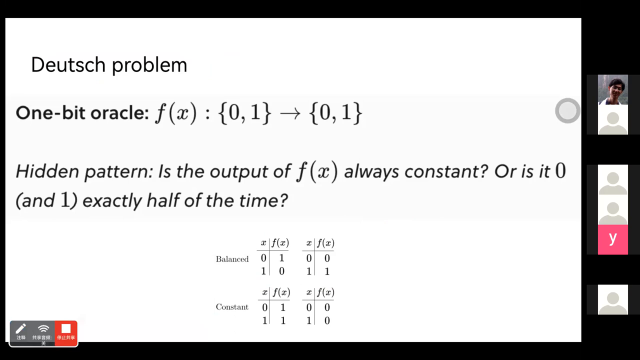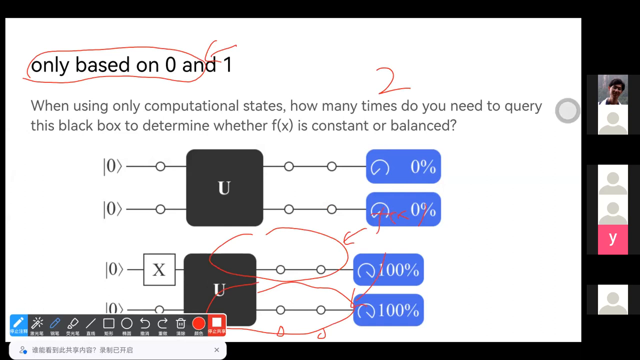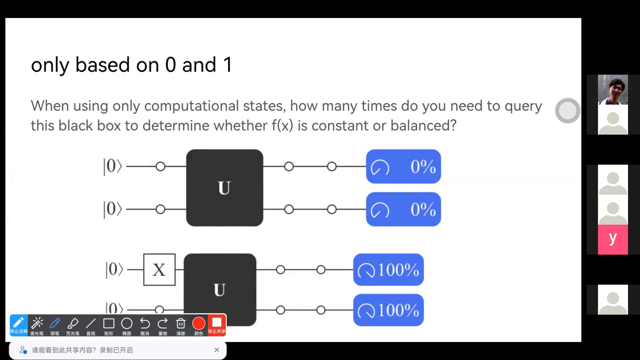For the classical algorithm, we will measure two times. First we input the 0 state, and it outputs 0. Then we input the 1 state, and it outputs 1. That means it's not constant. Get it? So for the classical algorithm, we need two evaluations to determine whether f(x) is constant or balanced. Any questions for this? I think there are supposed to be no questions. Let's keep proceeding.